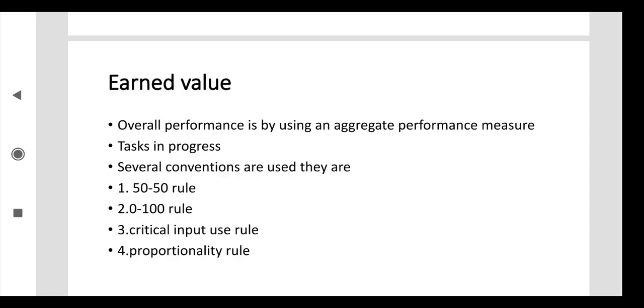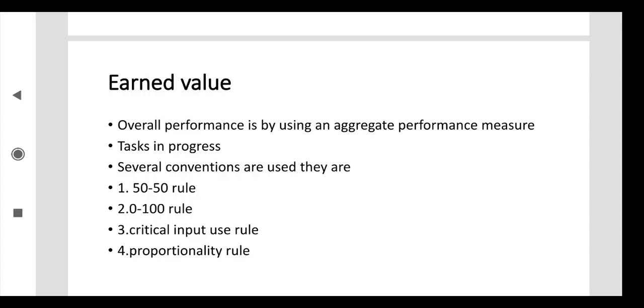There are several conventions. We are using the 50-50 rule: half of the portion is completed, half is not completed. That rule we also have to take, and at that time we compute the earned value. Otherwise, after completion of the full project, we compute the earned value. Or if it is related to risk factors, we use the critical input use rule. The last one is the proportionality rule, where we compute the earned value at a half or a quarter. These are all the several conventions of the earned value.